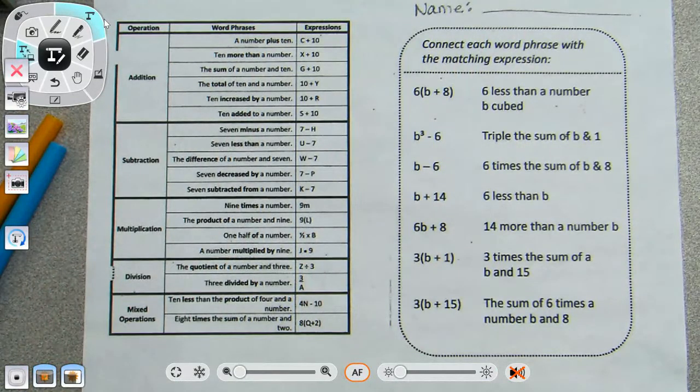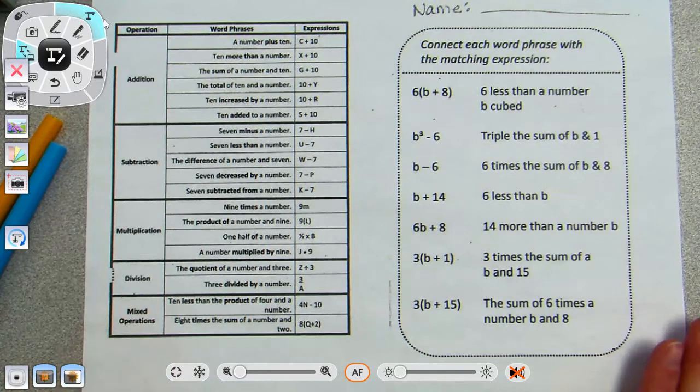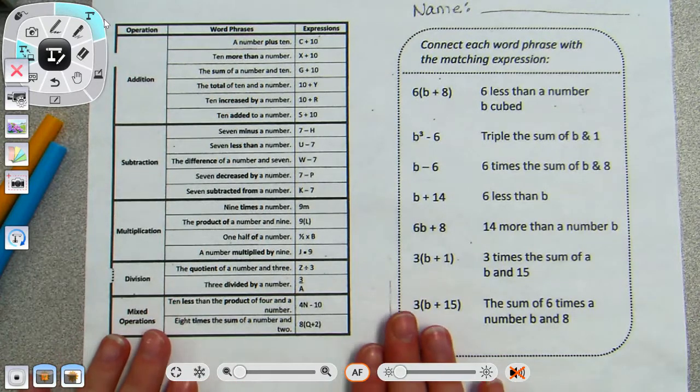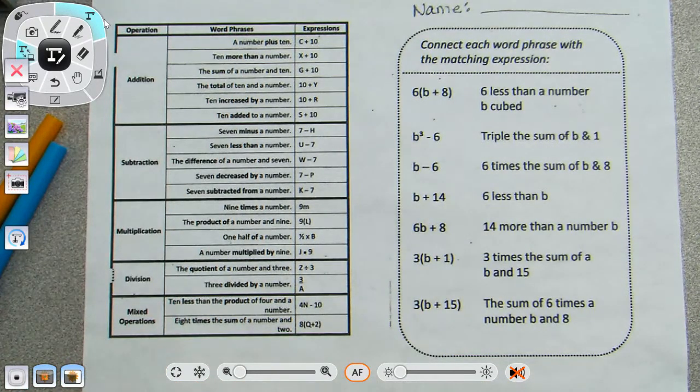Today's notes are all about translating words into mathematical expressions. So what you need is to get ready with your supplies. Make sure you have these notes. If you don't have them on paper, you can print them using the link, or you can pause this video and copy these down into your notebook.